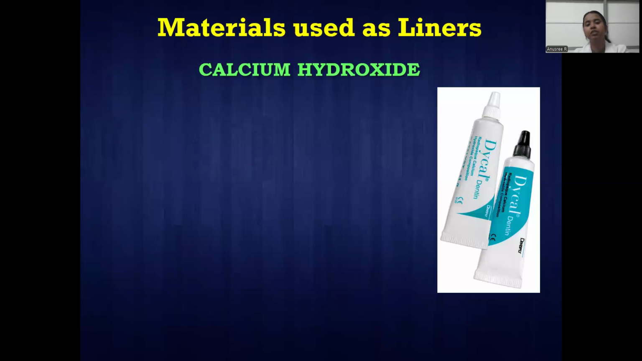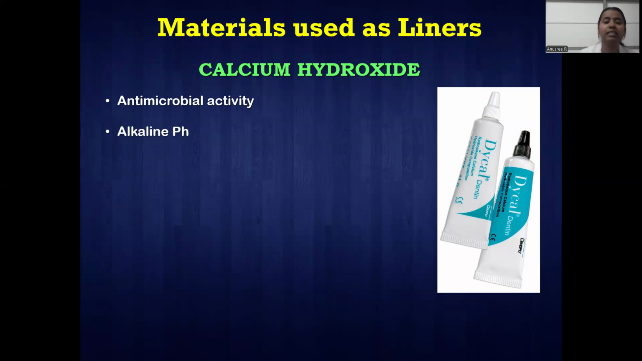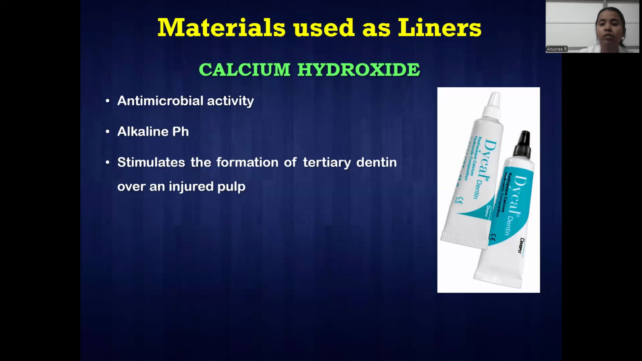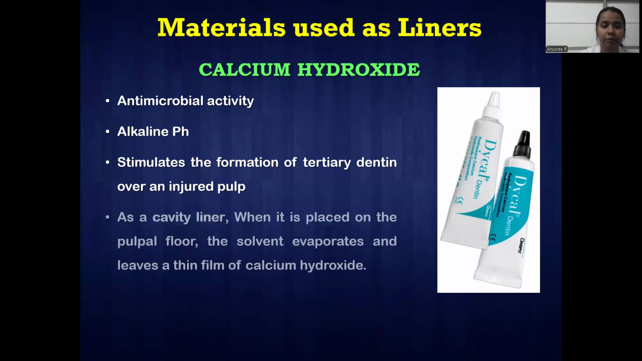Coming to materials used as liners, calcium hydroxide is the most commonly used liner. This is available as Dycal and Pulpdent. Calcium hydroxide has good antimicrobial activity and it has an alkaline pH, that is, the pH is around 12.4. This alkaline pH helps to neutralize the acids formed by the microorganisms, and it also stimulates the formation of tertiary dentin over an injured pulp.